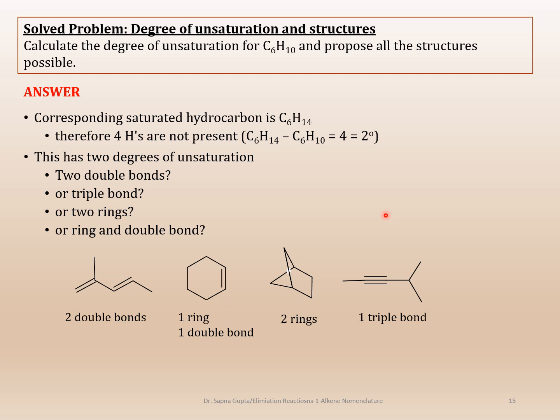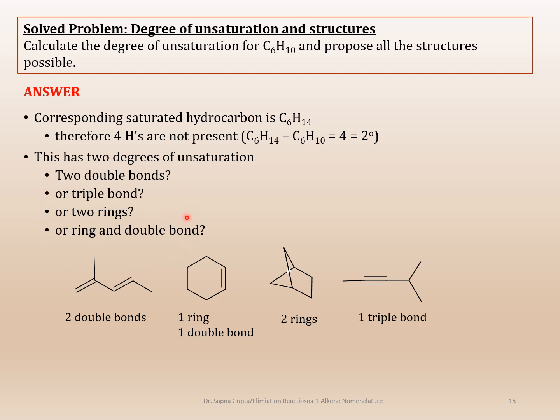Here, this is a little bit different kind of a problem, because now we're asking you to draw structures also. So calculate the degree of unsaturation and propose all structures possible for this. So C6H10. C6H10 means that the alkane would be C6H14, which is then, if you subtract, 4 hydrogens that are missing, and that would be 2 degrees of unsaturation.